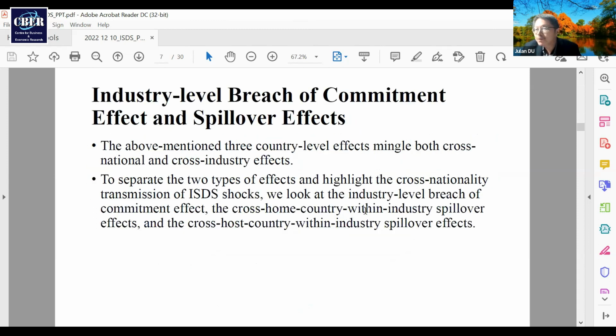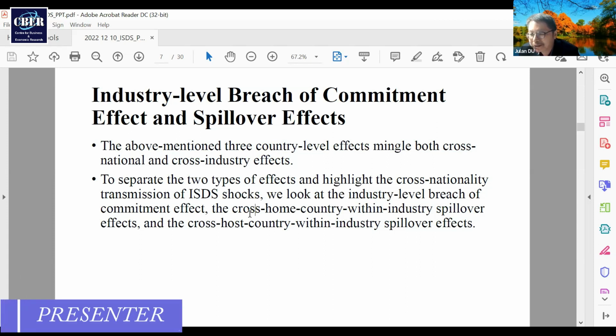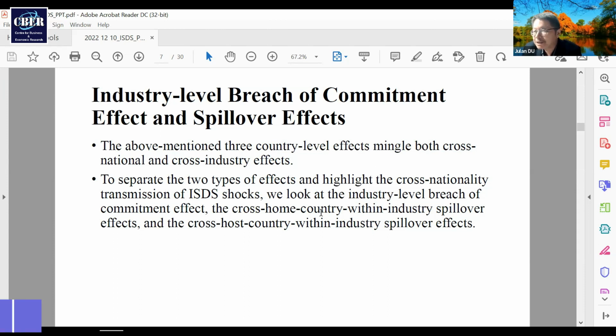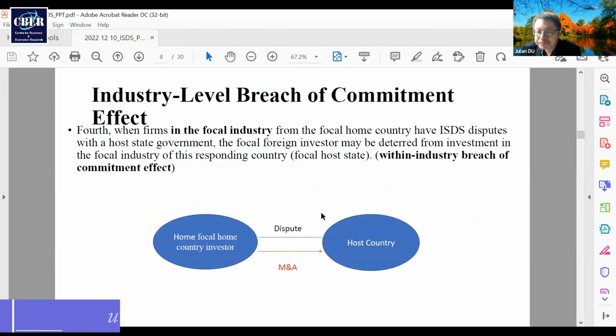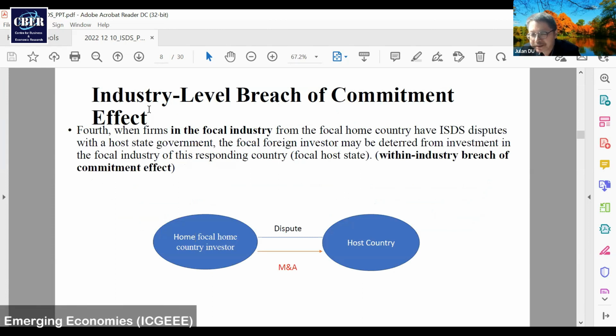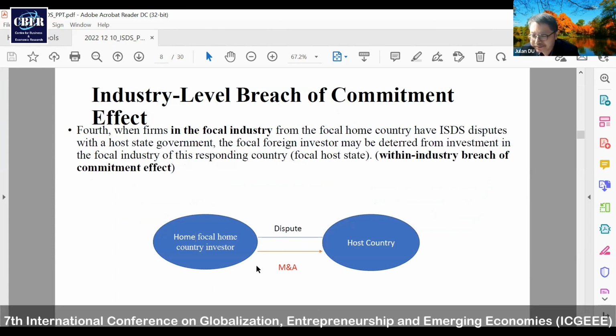And then, so far, the three country level effects mingle both cross-national and cross-industry effects. So in order to separate the two types of effects and highlight the cross-nationality transmission of the shock, we look at the industry level breach of commitment effect and the two main spillover effects. The industry level breach of commitment effect is actually similar to the country level, except that we control for industry, right?